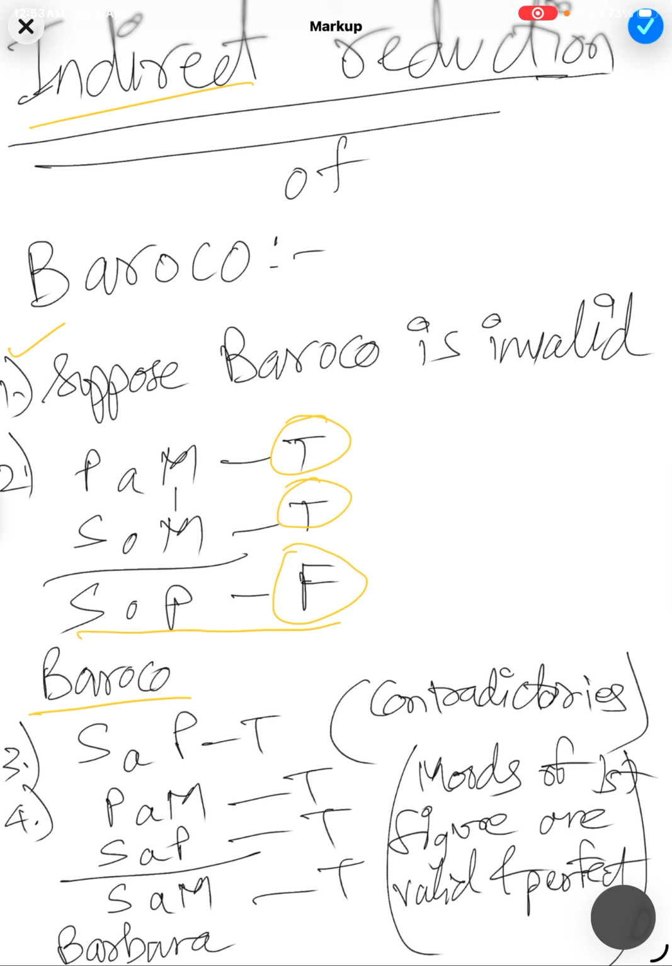Now, we have this proposition as false. So here we'll apply contradictory from the square of opposition. So SOP's contradictory is SAP. We know that contradictories can never be true together or false together. So if SOP is false, then SAP will be true. Again, I've given it step by step, so write it like that. So now we have a new proposition SAP as true.